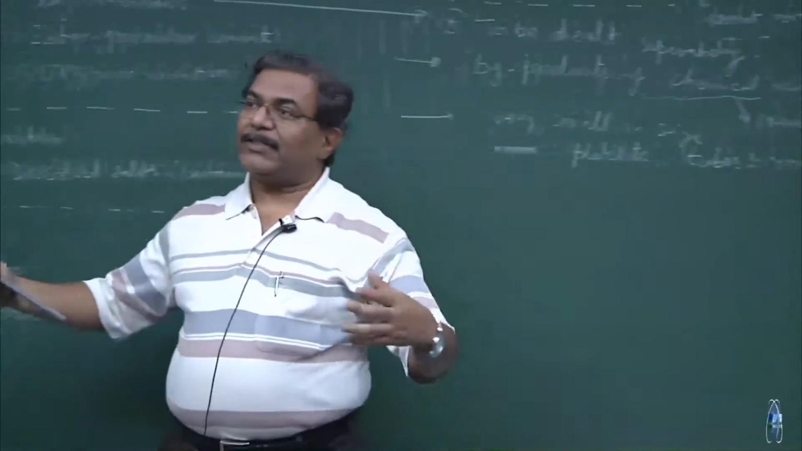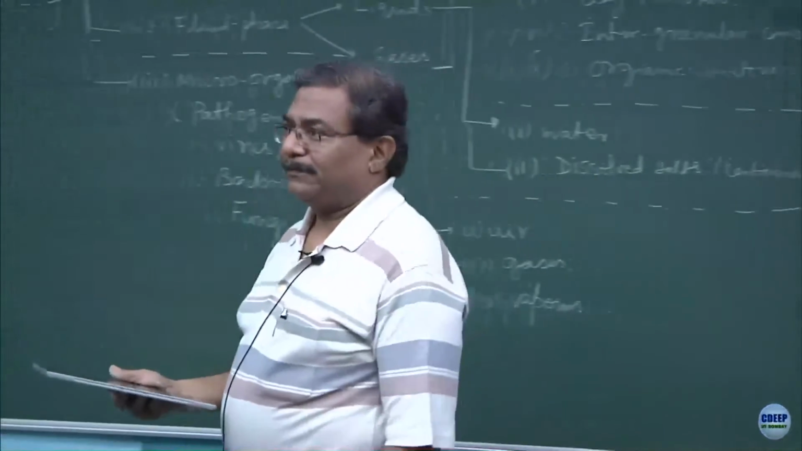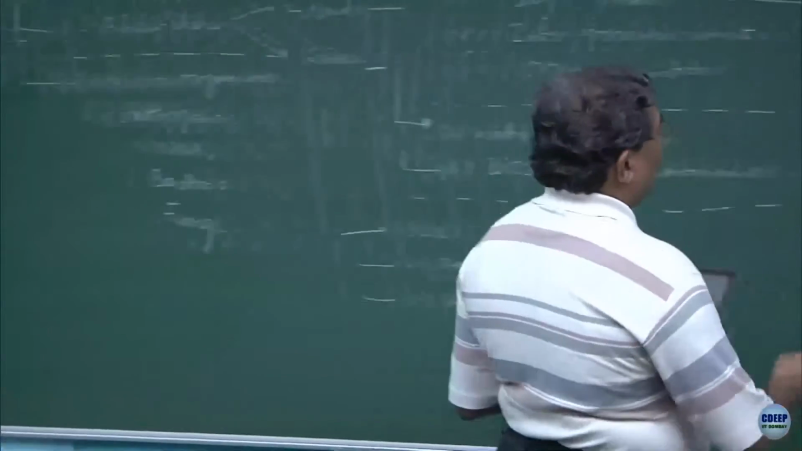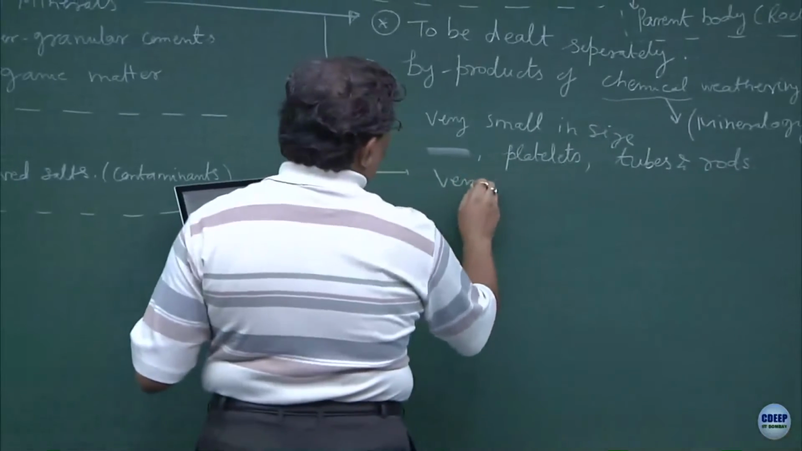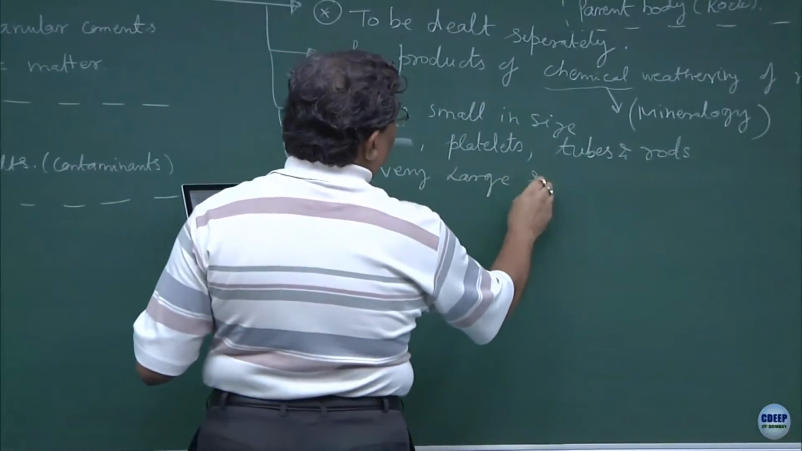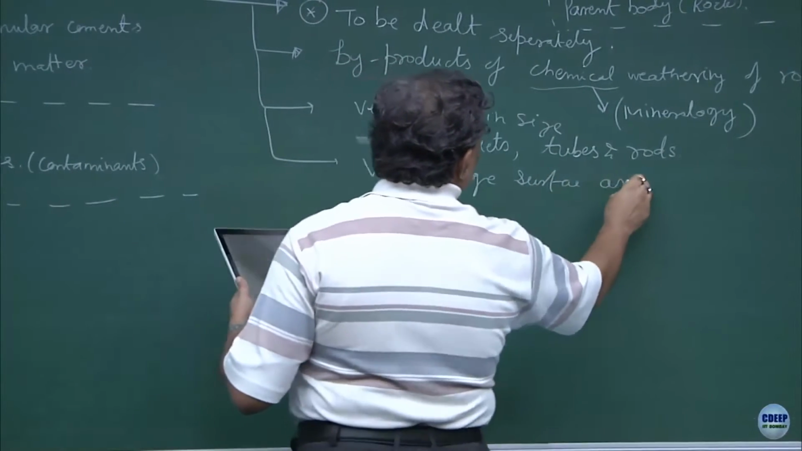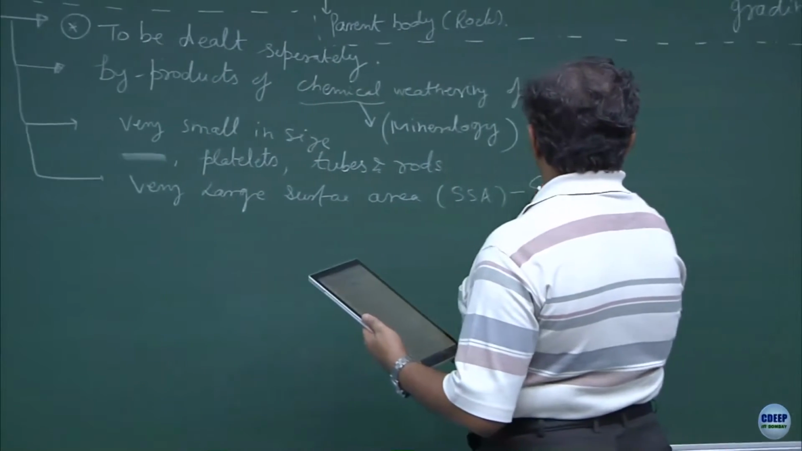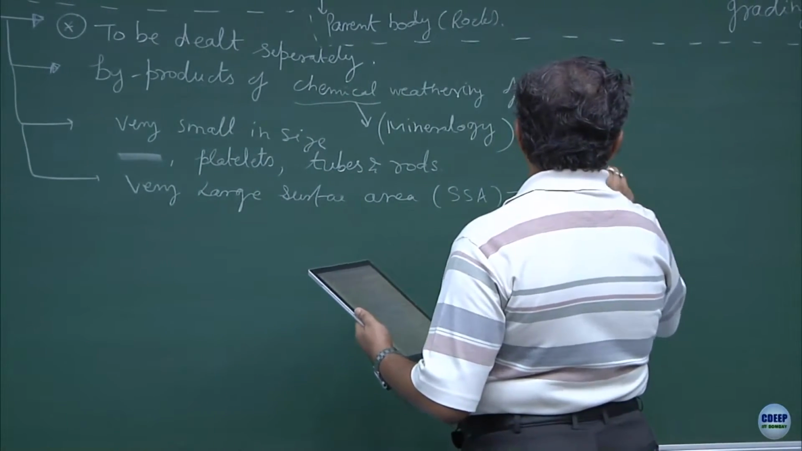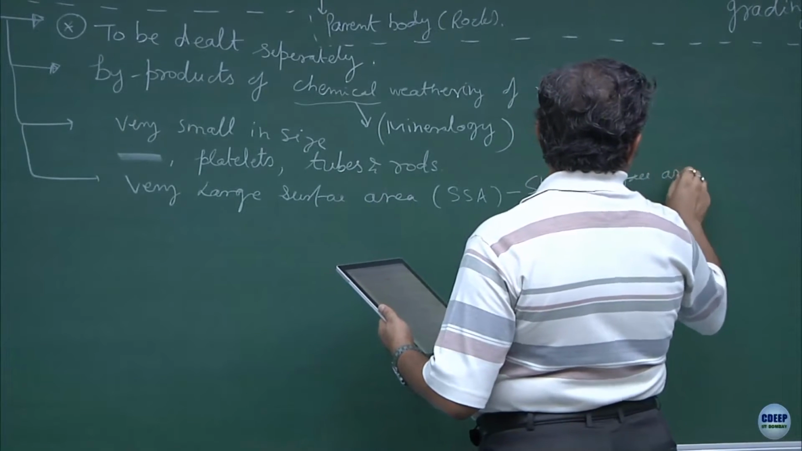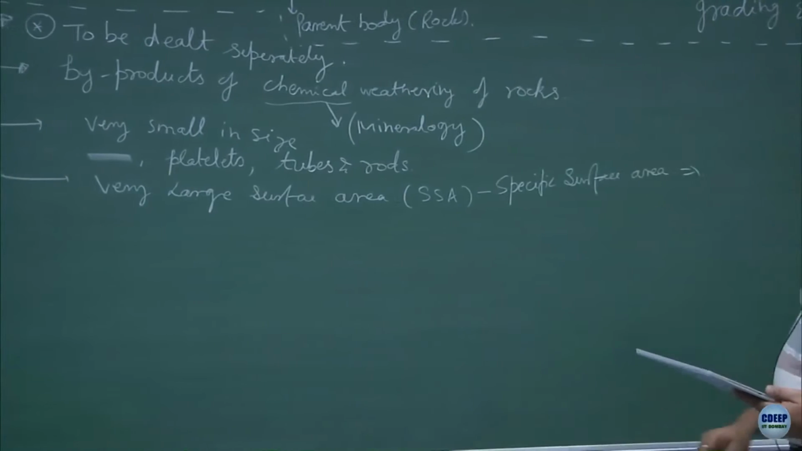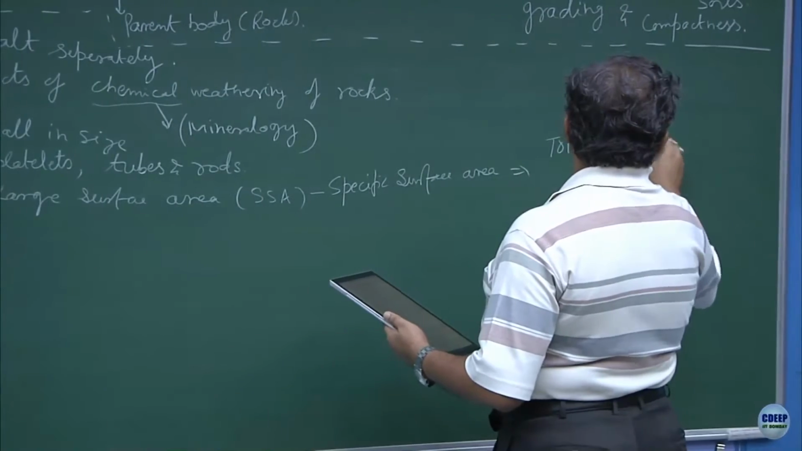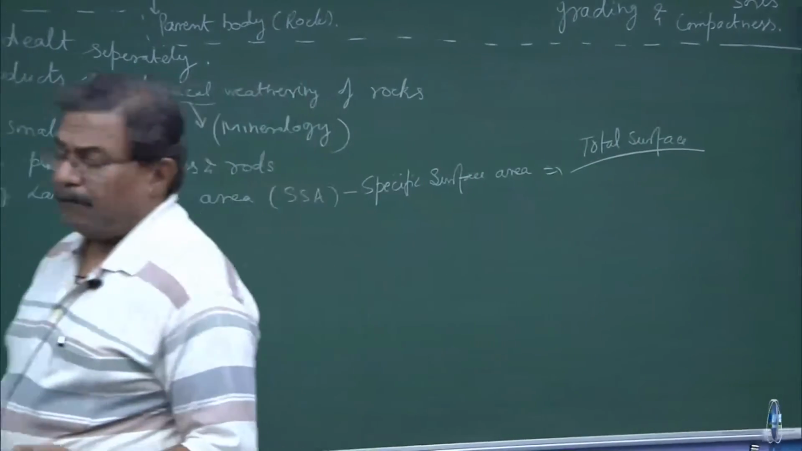Now this is a very good interaction: bacteria interacting with the clays, and what happens and why? They have very large surface area, and we call it SSA. We call this specific surface area, and this is basically the total surface divided by per unit mass.